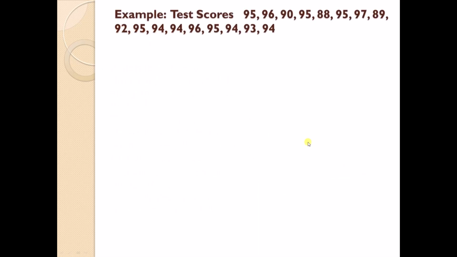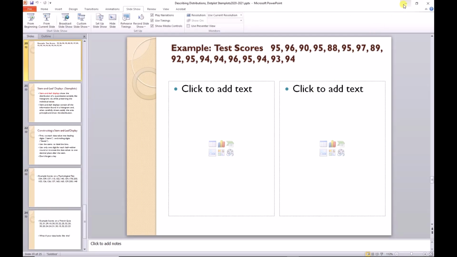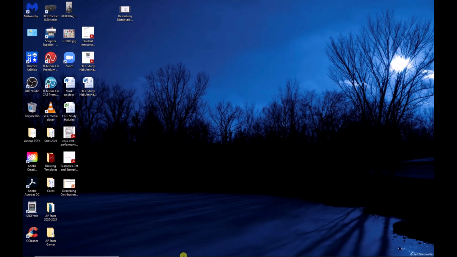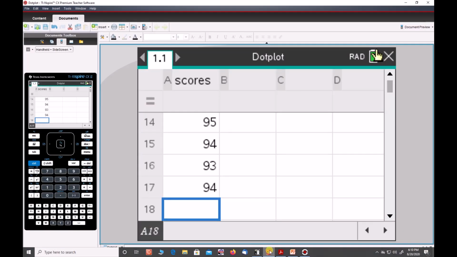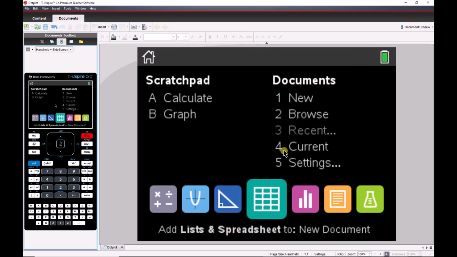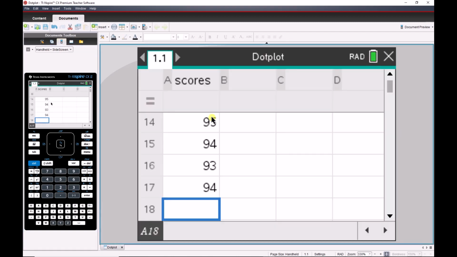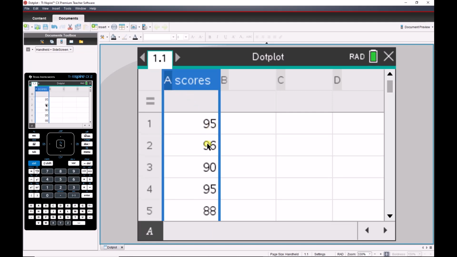Okay, so example, test scores. These are just a bunch of test scores, and let's see what it would look like in a dot plot. Now I want to get out of here, at least for the moment, and show two calculators. We'll start out with the Nspire, because that's usually what most people have. So here's what I did. I opened up a spreadsheet and I titled it. It's always good to have a variable name here, and then I typed in all of those values.